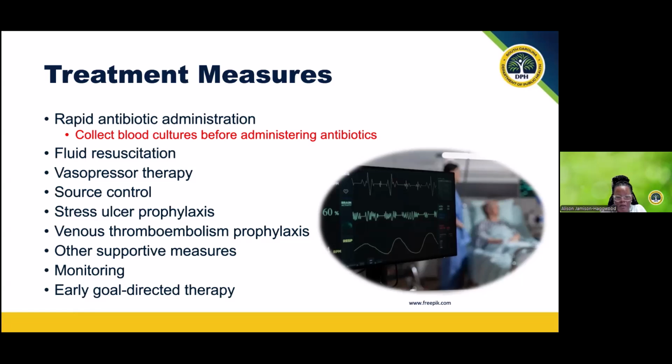And then monitoring. It may include mechanical ventilation. You may need to monitor the vitals, including their blood pressures and the heart rate. And the other supportive measures would include mechanical ventilation and renal replacement therapy or other resuscitative measures that may be needed to help this patient.